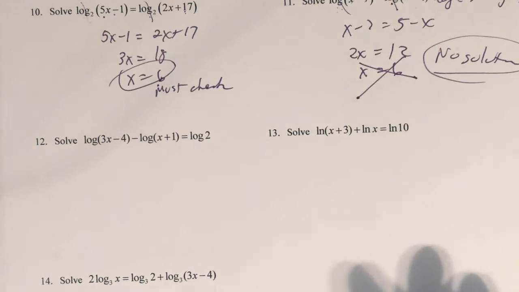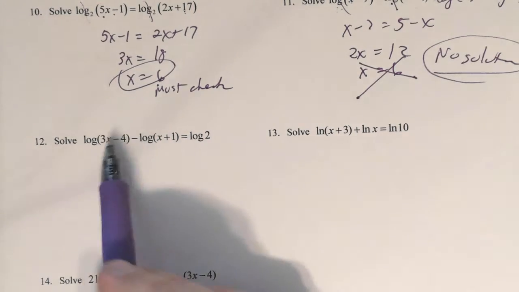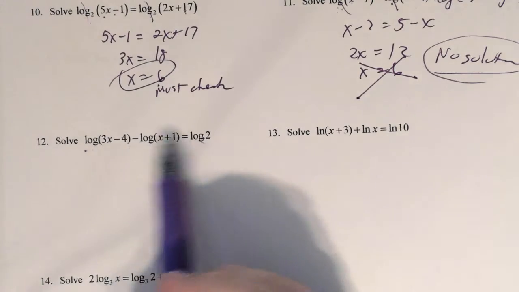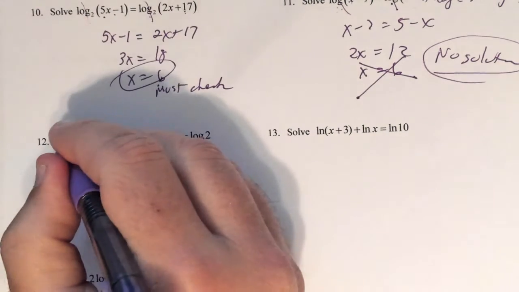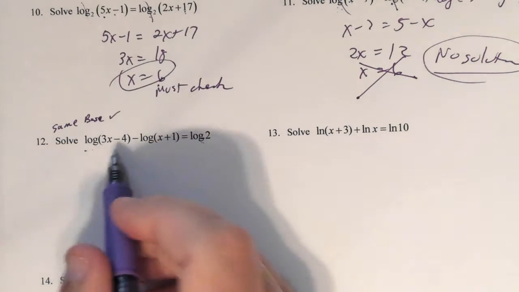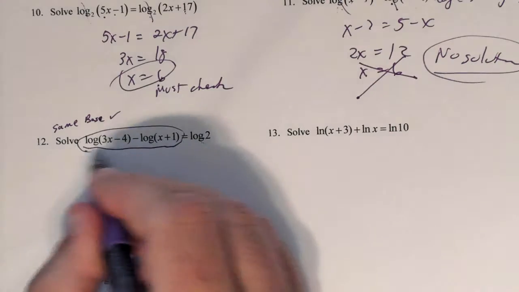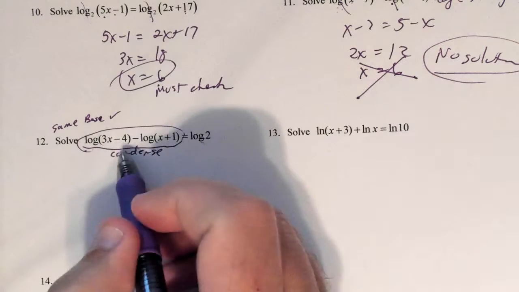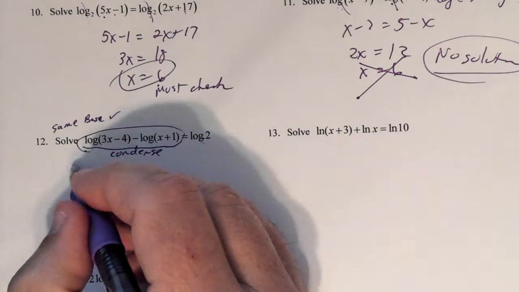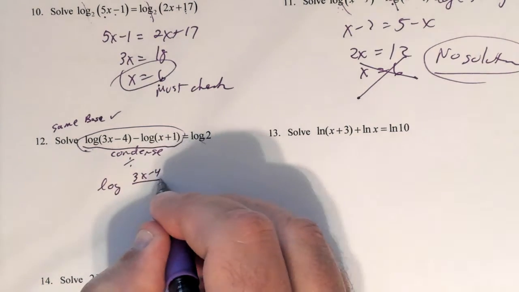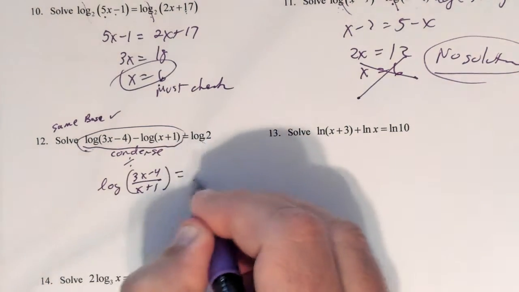Alright, so what happens if we have more than one log? Well, I can't drop logs as long as there are multiple logs. But I can condense, as long as they all have the same base. These all have the same base, which is good. Remember we talked about condensing in one of the past units? So I'm going to condense this. How do I condense this? Well, by division. So this would be the log of 3x minus 4 over x plus 1 is equal to log of 2.